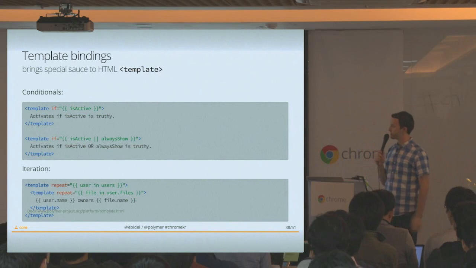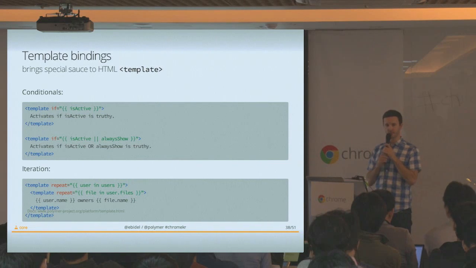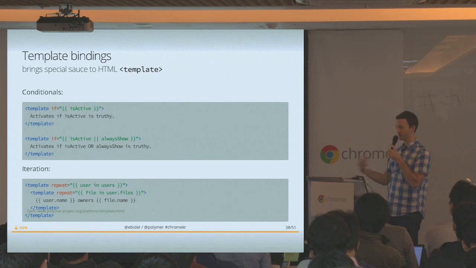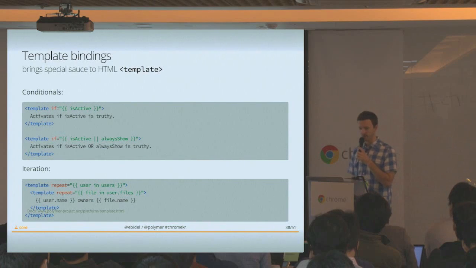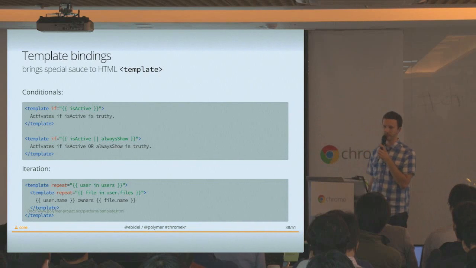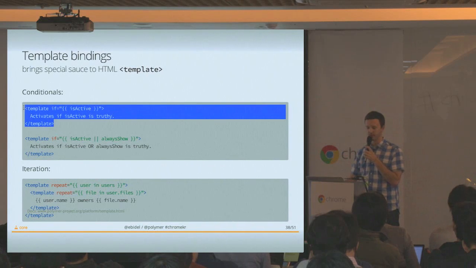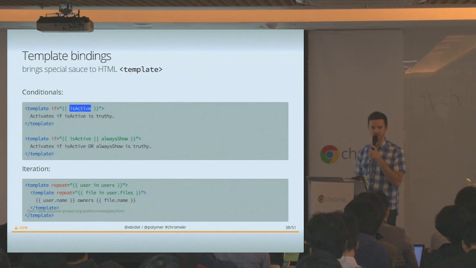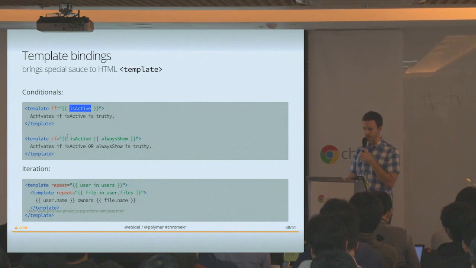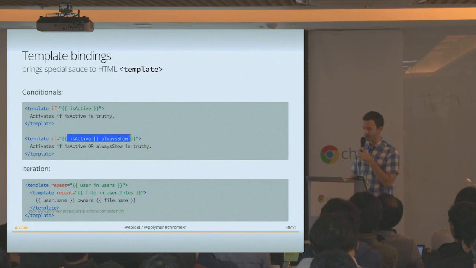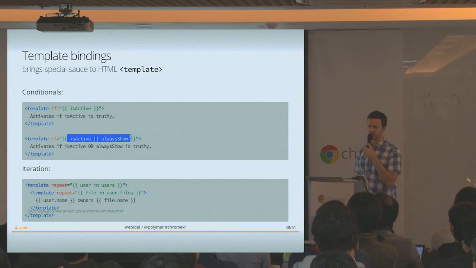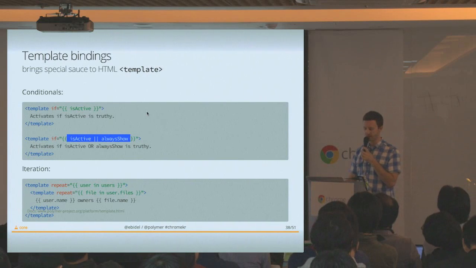You saw an example of some of the things we've added to the template tag. So template, again, is a new primitive that's part of the Web Components collection of specifications. But what we've done in Polymer is beefed it up a little bit. So you can do things like conditional templates. Just activate this section of markup if this property is true. And this is using data binding again. Or you can do things like expressions, right? If isActive is true or always shows is true, show this particular section of markup.